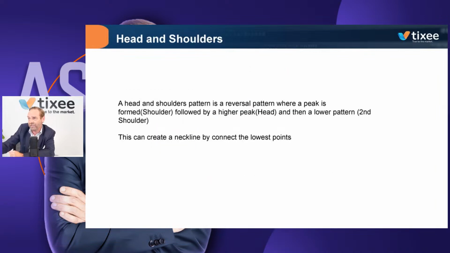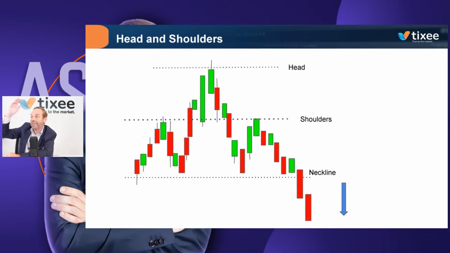And this is what the head and shoulders is. The head and shoulders pattern is a reversal pattern where a peak is formed, the first peak, followed by a higher peak, and then followed again by a lower peak. Okay, so the asset goes up to a certain level, forms the first peak, which is a shoulder, so to speak, then goes to a higher peak, which is known as the head, then falls back down again, and then tries another level, forming the second shoulder, and then breaks down. Again, it forms a neckline, and it looks a little bit like this.